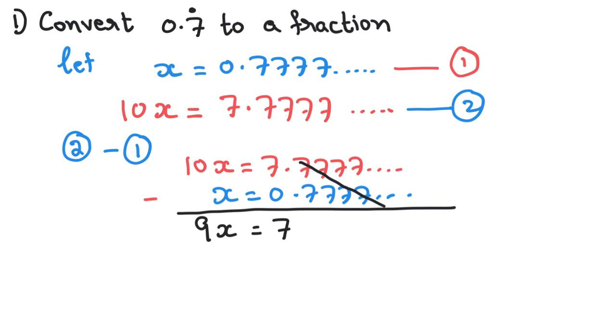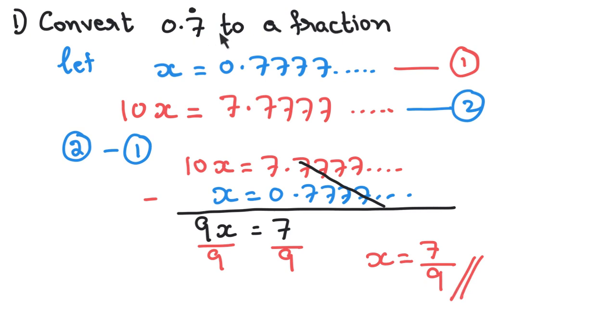How will you find x? Divide by 9 on both sides. So what do you get? We get x is equal to 7 over 9. This is the fraction equivalent of 0.7 repeating itself. Now do you understand how to change a recurring decimal to a fraction?